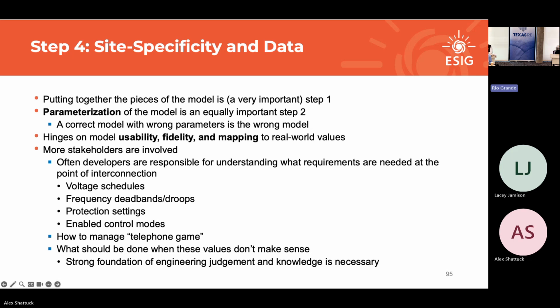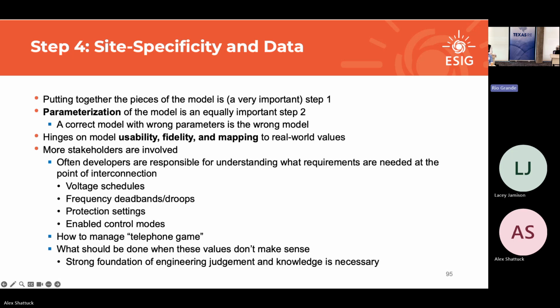Parameterization. You could have a model put together perfectly, exactly represented as it is on site, but you put the wrong control parameters in. Then you have a wrong model. Parameterization is really important and linked to documentation, usability, fidelity, and mapping. That's in the software tool and also the software, the EMT model.